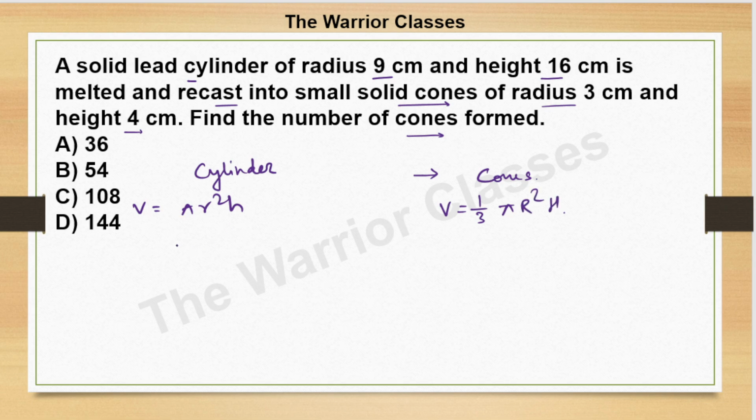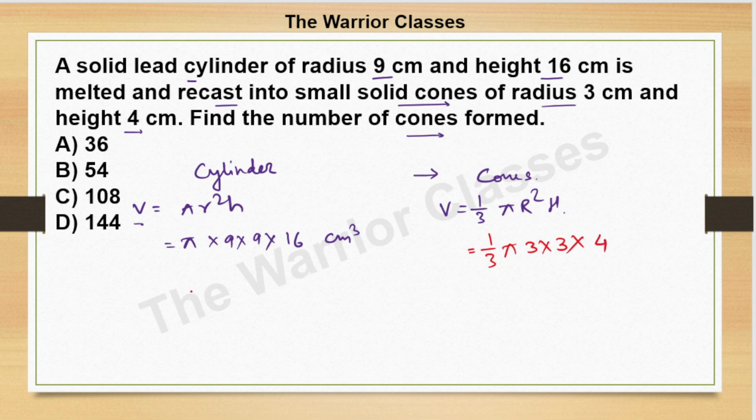Now in the next step we will calculate the volume of the cylinder. It is pi, and the value of r for the cylinder is 9, so it is 9 multiplied by 9, and the height given is 16, in centimeter cube. So in the next step we will calculate the volume of the cones. It is 1 over 3 pi, and the radius of the cone is 3 centimeters, so it is 3 multiplied by 3, multiplied by the height of 4 centimeters.